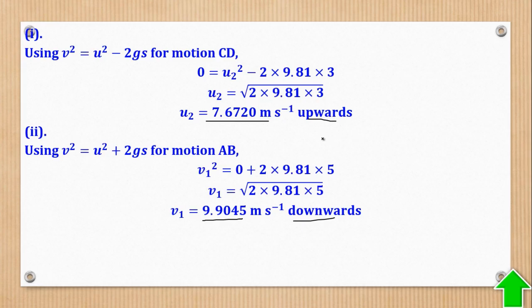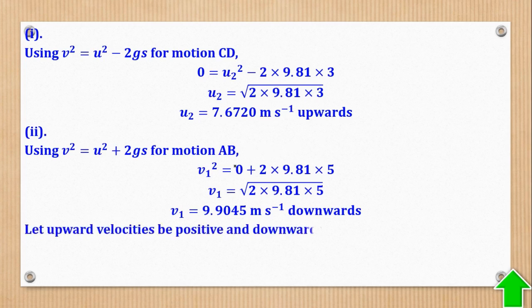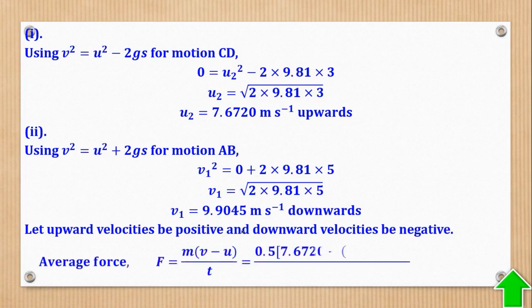So now these ones are in opposite direction, meaning they should be distinguished by a change of sign. So you shall come and say, let upward velocity be positive and downward velocity be negative. When that happens, you can come and say, therefore, average force is change in momentum over T.